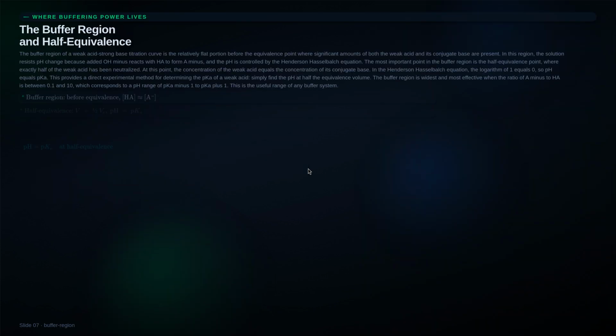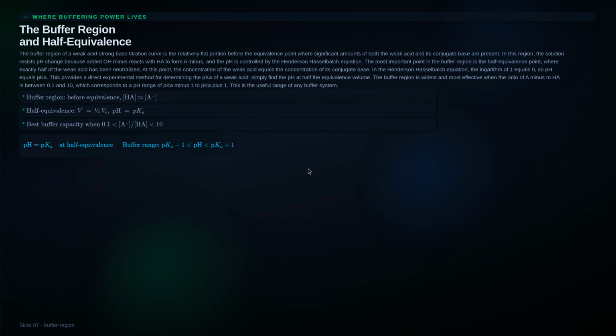The buffer region of a weak acid-strong base titration curve is the relatively flat portion before the equivalence point, where significant amounts of both the weak acid and its conjugate base are present. In this region, the solution resists pH change because added OH- reacts with HA to form A-, and the pH is controlled by the Henderson-Hasselbalch equation. The most important point is the half equivalence point, where exactly half of the weak acid has been neutralized.